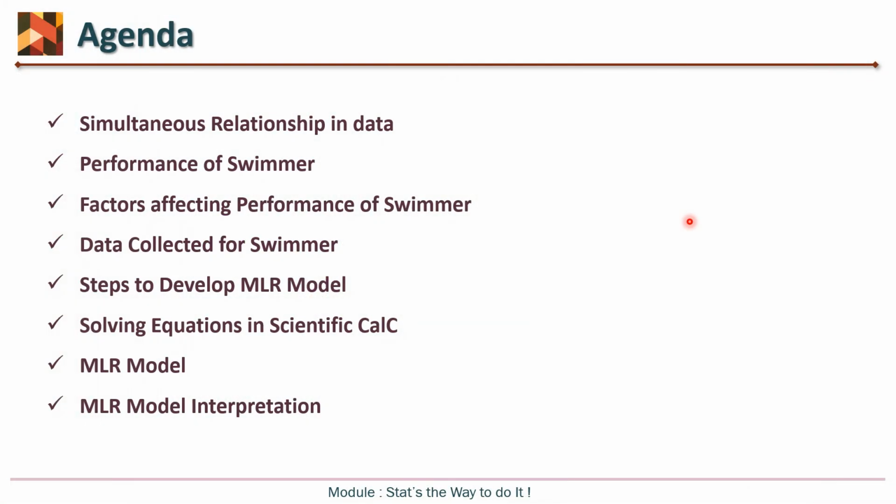Moving to the agenda of the lecture, first we will understand what is simultaneous relationship. Then again in the context of performance of swimmer, we will find the factors affecting performance of swimmer. Then we will see the data collected. Then steps to develop MLR model. Then solving equations in scientific calculator. Then we'll see MLR model and its interpretation.